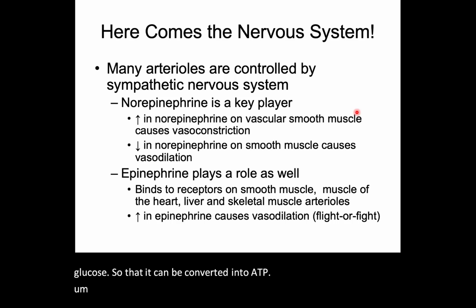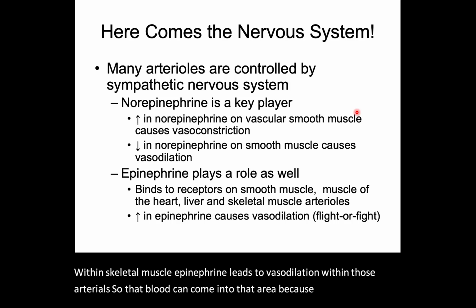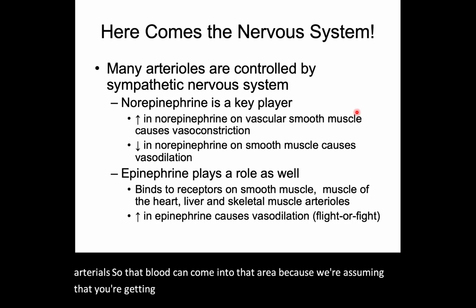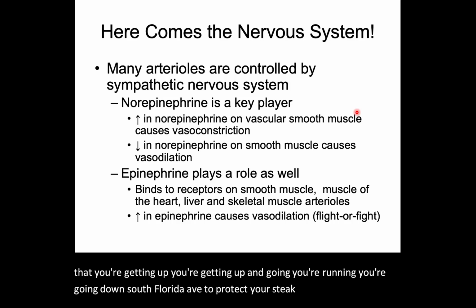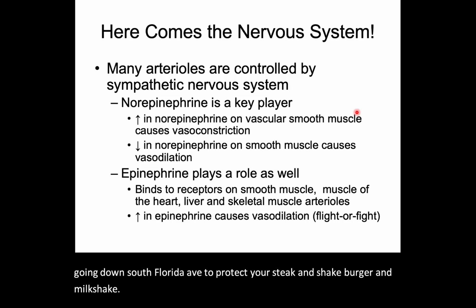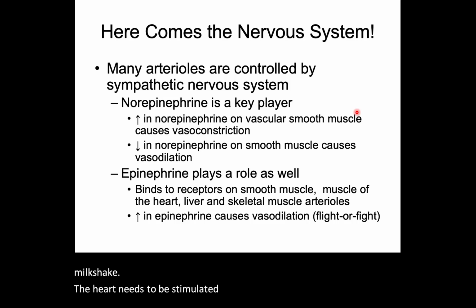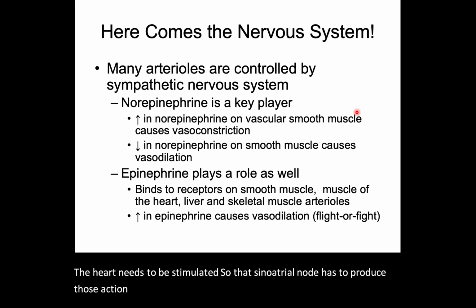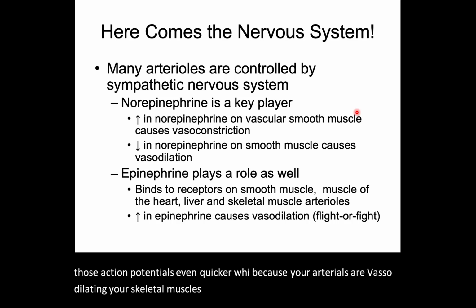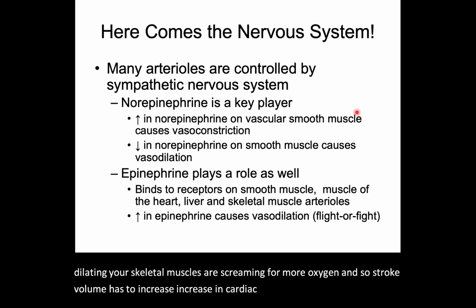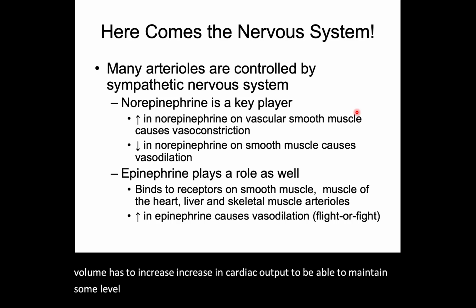Within skeletal muscle, epinephrine leads to vasodilation within those arterioles so that blood can come into that area, because we're assuming that you're getting up and going. Right? You're running. You're going down South Florida Avenue to protect your steak and shake burger and milkshake. The heart needs to be stimulated. Right? So that sinoatrial node has to produce those action potentials even quicker. Why? Because your arterioles are vasodilating, your skeletal muscles are screaming for more oxygen, and so stroke volume has to increase in cardiac output to be able to maintain some level of functioning blood pressure.